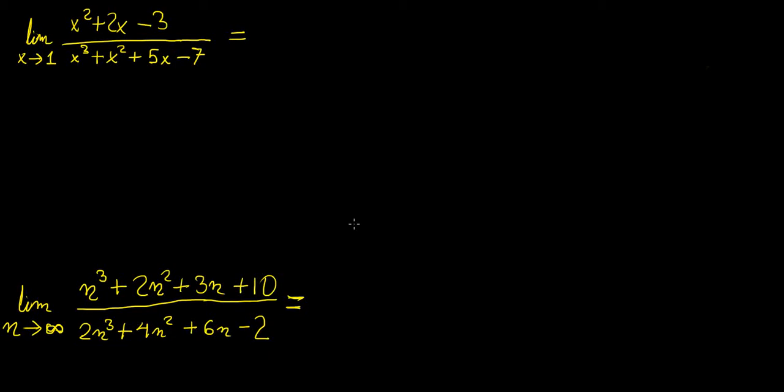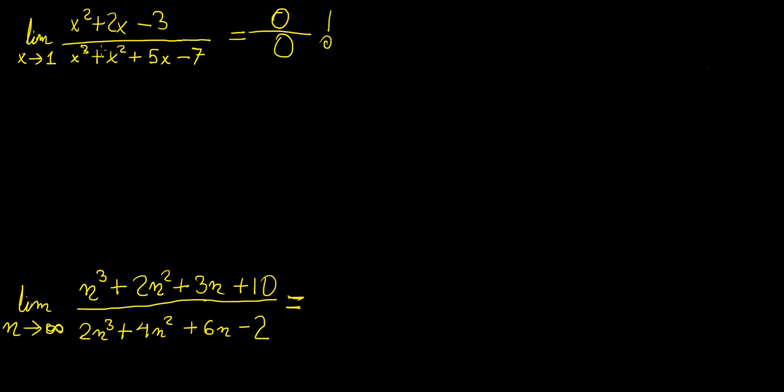Alright, in this video we're going to continue with some applications of L'Hopital's rule to limits that are undefined. So first of all, we're going to start with this example here, and we're going to try just plugging x equals 1 directly into this formula. It turns out we're going to have 1 plus 2 minus 3, that's going to become 0. Now at the bottom we're going to have 1 plus 1 plus 5, that's 7, minus 7 is 0. Oops, we have an undefined value.